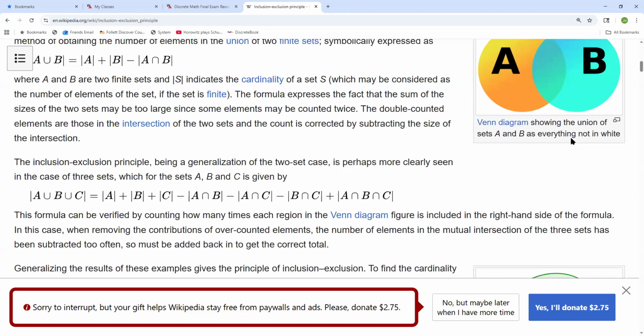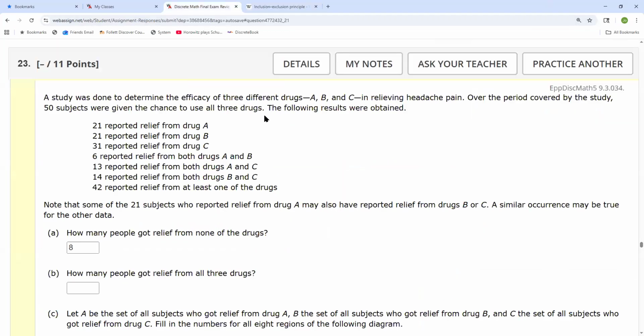So we can continue with this problem next time. And which question was that on the review? 23. So good job, everybody.